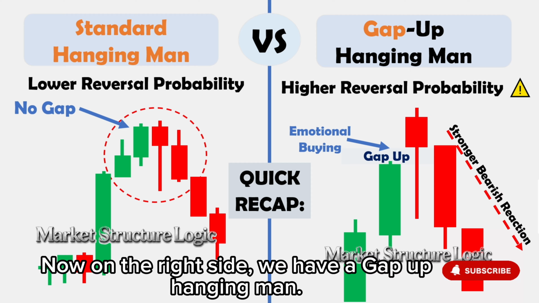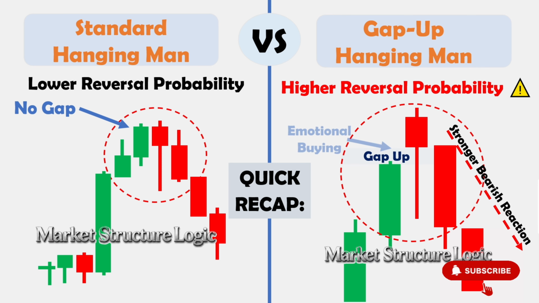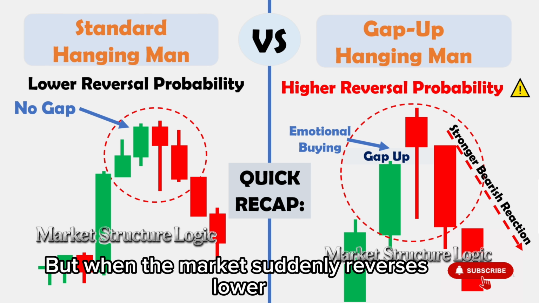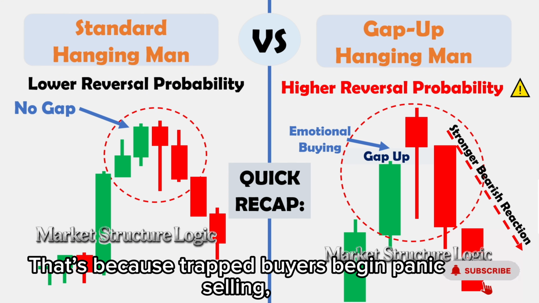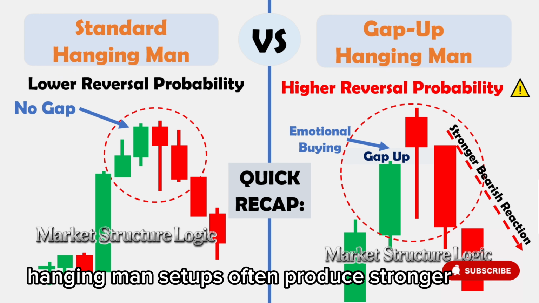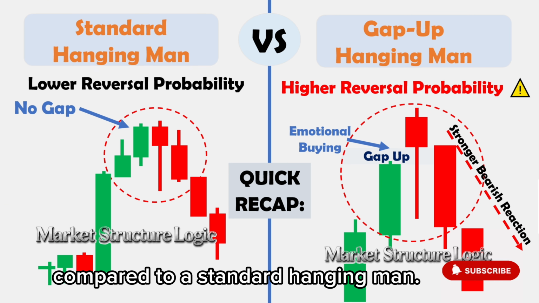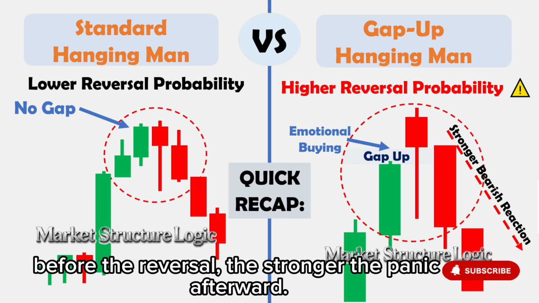Now on the right side, we have a gap up hanging man. The bullish gap up creates emotional buying and stronger bullish expectations. Most traders expect the uptrend to continue higher. But when the market suddenly reverses lower after the gap up, the bearish reaction often becomes much stronger. That's because trapped buyers begin panic selling as bullish momentum starts collapsing. This is why gap-up hanging man setups often produce stronger bearish reversal signals compared to a standard hanging man. And the stronger the bullish emotion before the reversal, the stronger the panic afterward.